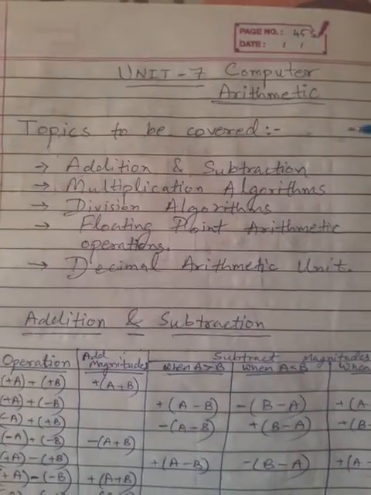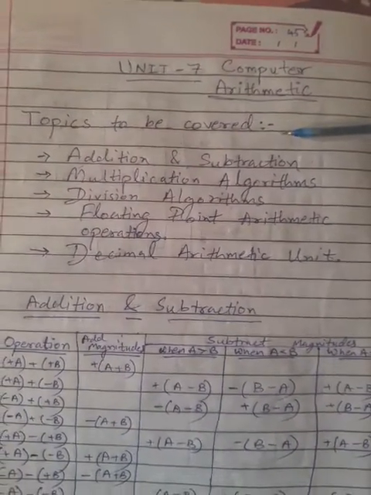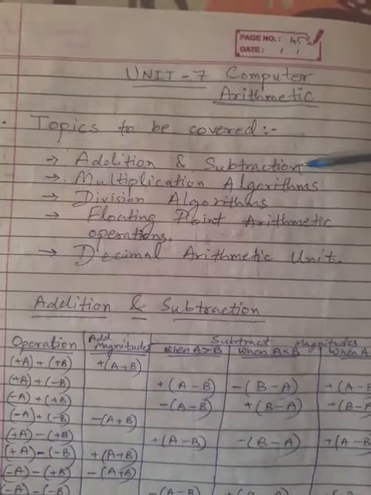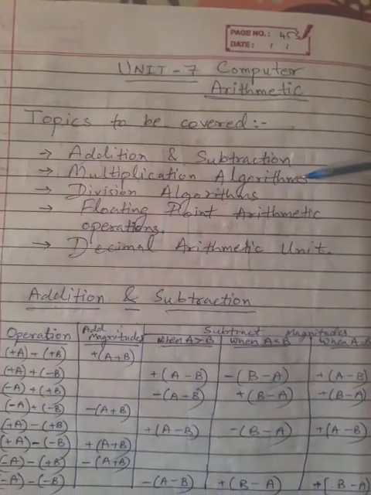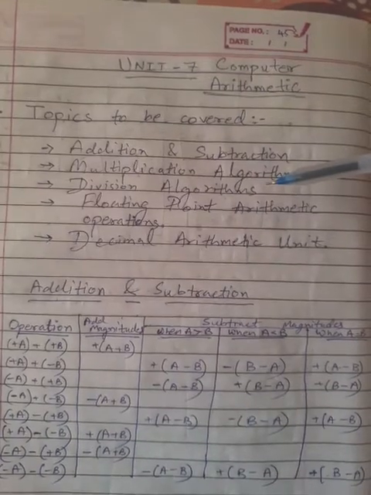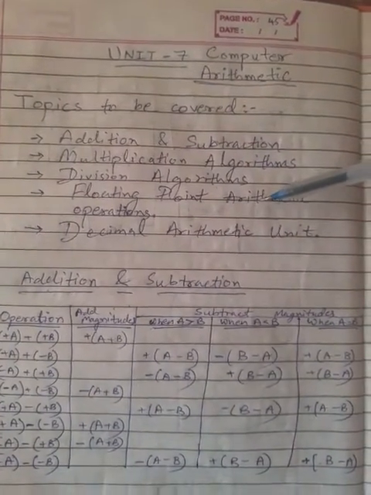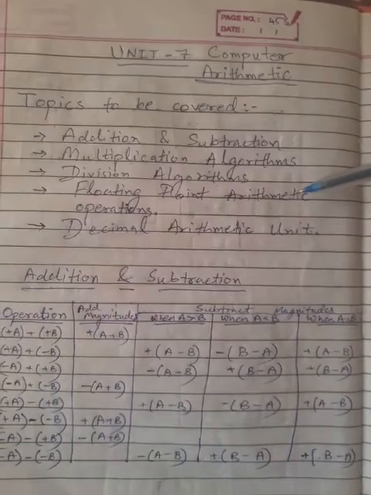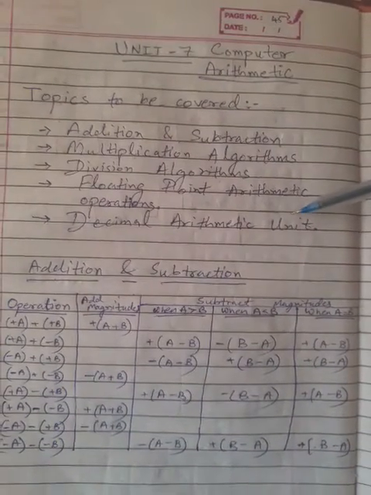Now today we are going to start with Unit 7, computer arithmetic. Topics to be covered are: first, addition and subtraction; second, multiplication algorithms; then division algorithms, floating point arithmetic operations, and the decimal arithmetic unit.